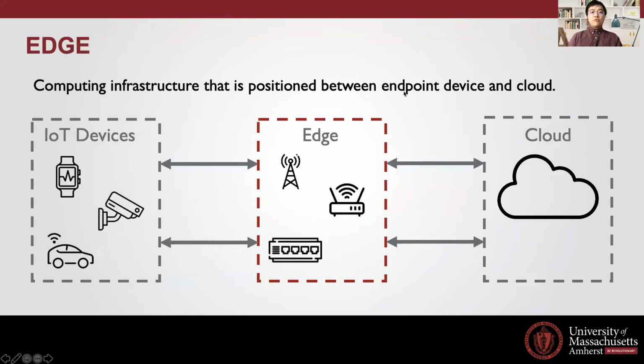We first clarify the definition of edge. As we see in the figures, the cloud is large and resourceful data centers. IoT devices could be any end devices connected to the internet, such as mobile phone, smart camera, and smart cars. Edge is physical computing infrastructure that is positioned between endpoint device and cloud. For example, a server attached to an access point, Wi-Fi router, and base station. Compared to cloud, edge is closer to end devices but less resourceful.